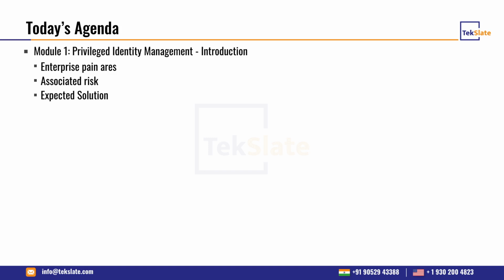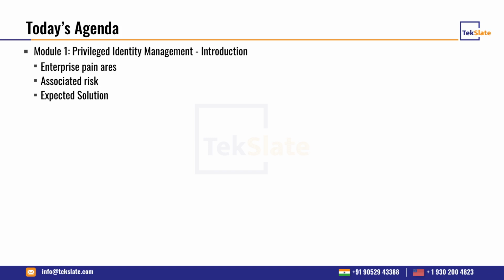The first point that comes to mind when we talk about privileged identity management is enterprise pain areas. What compels us to enable a PAM solution in our organization? What exactly is our problem, and why do we want to focus more on the privileged accounts that we have? The second point is, what are the risks associated with this? Let's say if we don't secure our privileged accounts, what could happen? What could be the worst scenario, right? And the third point will be, what would be the expected solution if we implement a PAM solution in our organization? If we want to mitigate a risk, what do we want from a PAM solution? What are our requirements from a PAM solution? If we are investing so much money, what are we getting in return? So these are the 3 points that I would like to discuss today in brief.